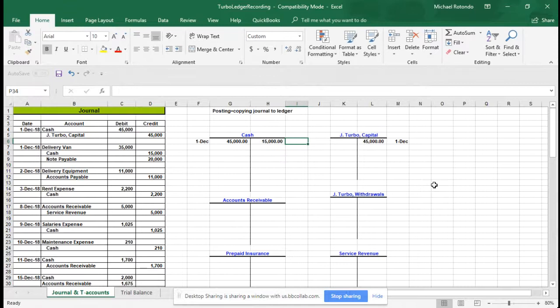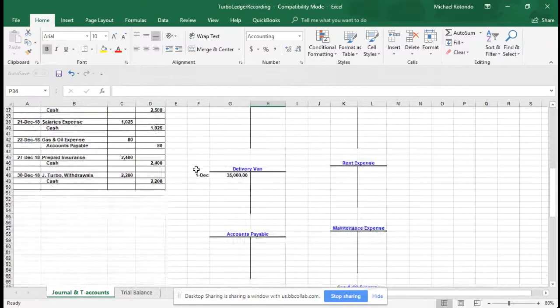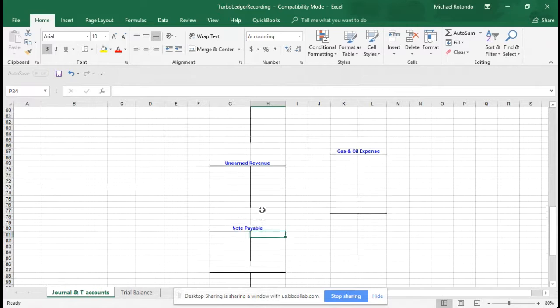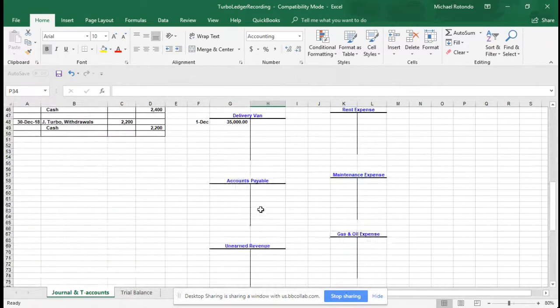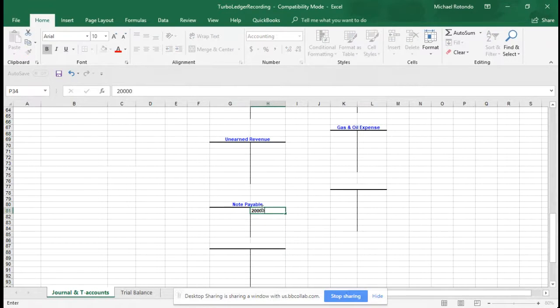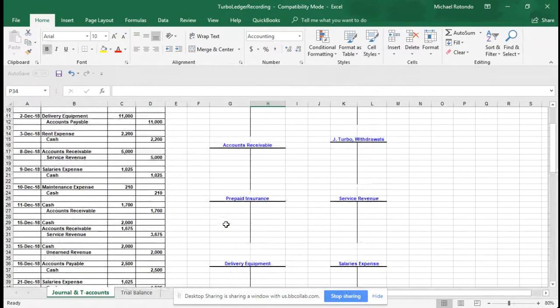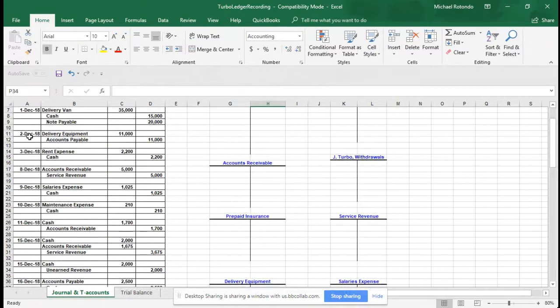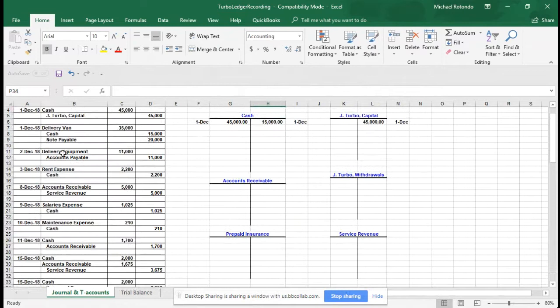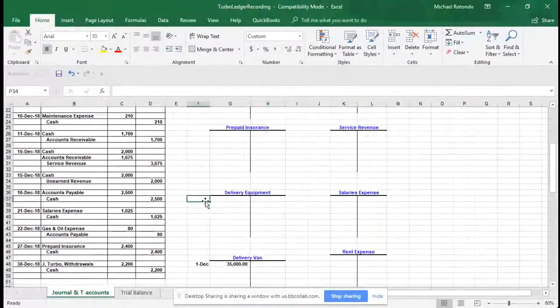We have a credit to cash, also on 12/1, and we have a credit to note payable. Remember, this is a compound entry. So our credit to note payable was for 15, I believe. I'm sorry, for 20. Okay, now we're on the second. We have a debit to delivery equipment for $11,000 on December 2nd. And that was for $11,000. We have a credit to accounts payable.